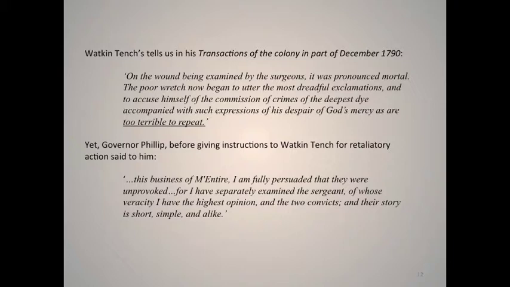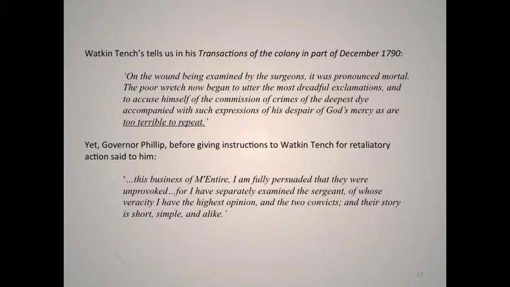Now, that's the frustrating part. They were too terrible to repeat, so we don't know what happened. Yet Governor Phillip, before giving instructions to Watkin Tench for the retaliatory action, said, "This business of McIntyre, I am fully persuaded that they were unprovoked. For I have separately examined the sergeant, of whose veracity I have the highest opinion, and the two convicts, and their story is short, simple, and alike."